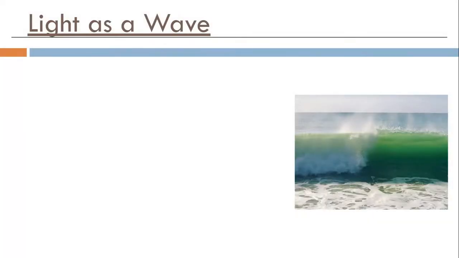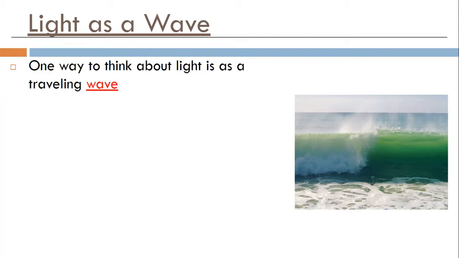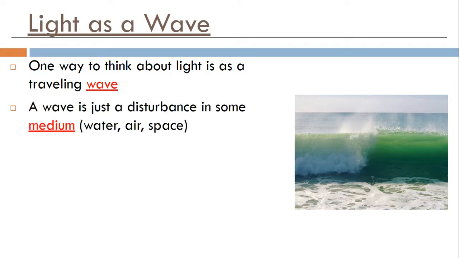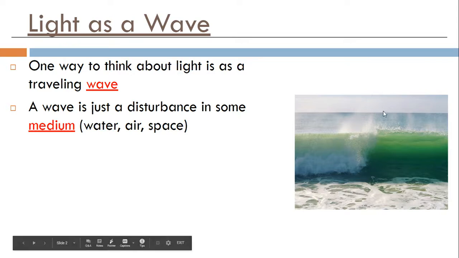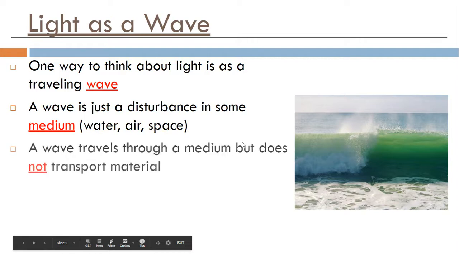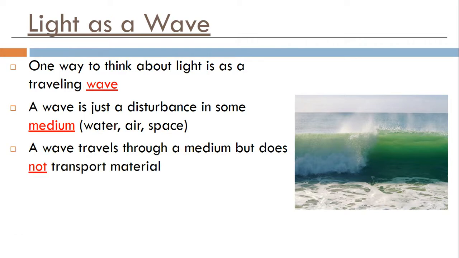Before we can talk about the electromagnetic spectrum, we have to talk about light as a wave. One way to think about light is that it travels as a wave. A wave is just a disturbance in some medium. So for example, water, air, space. We can see in the picture on the right side here, we have a wave which is moving through water. A wave travels through a medium, but it doesn't transport material. A wave transports energy, but doesn't transport matter. So the wave is not moving water, the wave is moving energy.